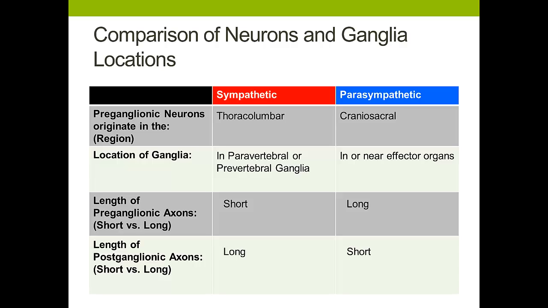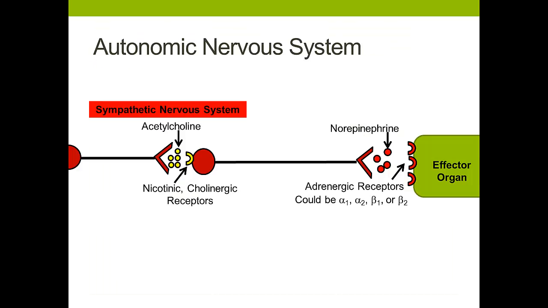Now that we have a general idea of the arrangement of neurons in the autonomic nervous system, let's look at the different neurotransmitters which are utilized. In the sympathetic nervous system, the preganglionic neurons release the neurotransmitter acetylcholine. Acetylcholine binds to nicotinic cholinergic receptors on the postganglionic neurons. Most of the postganglionic neurons then release the neurotransmitter norepinephrine. Norepinephrine then binds to adrenergic receptors on the membrane of the effector organs.